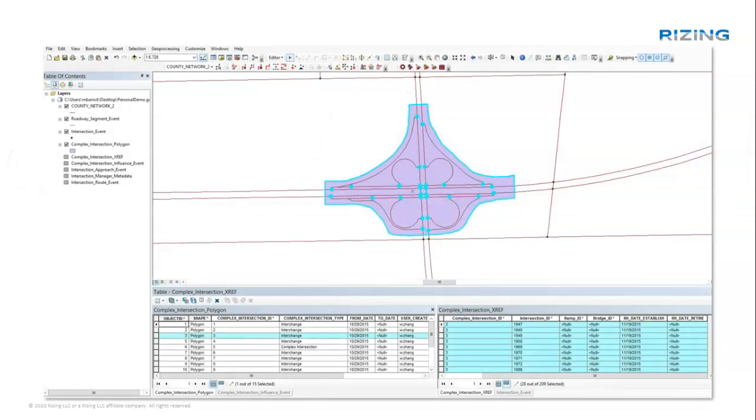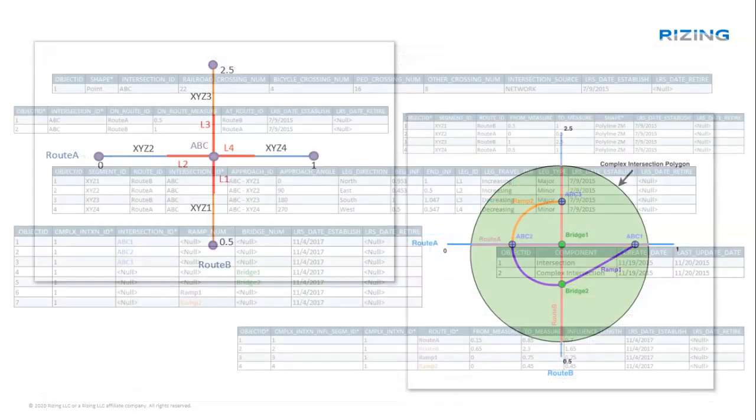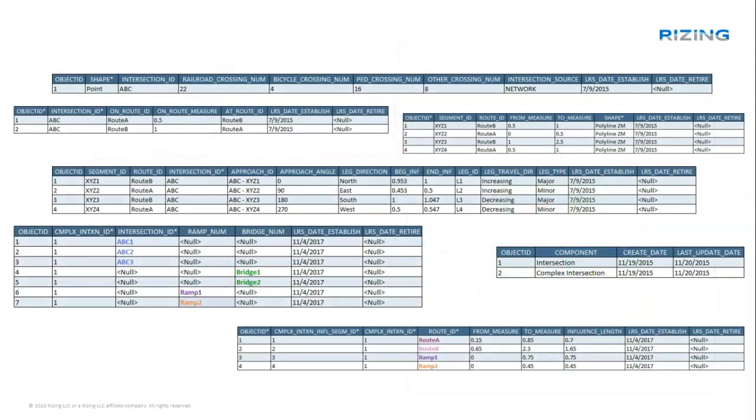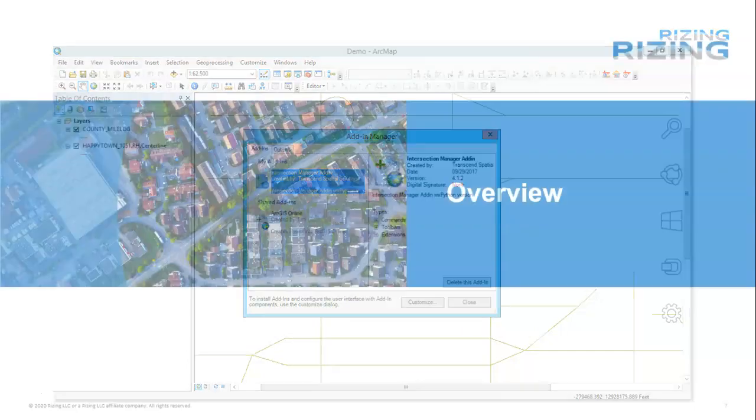This video will provide a high-level overview of the tables and feature classes produced by Intersection Manager using two example intersection diagrams with data tables populated using the labels in the example diagrams. Then we will walk through installing the tool and turning it on and off.